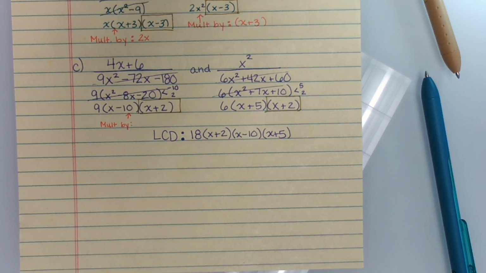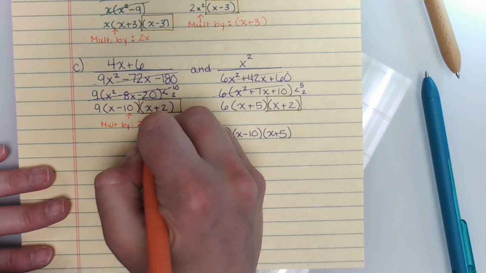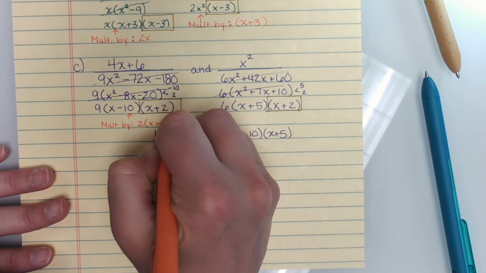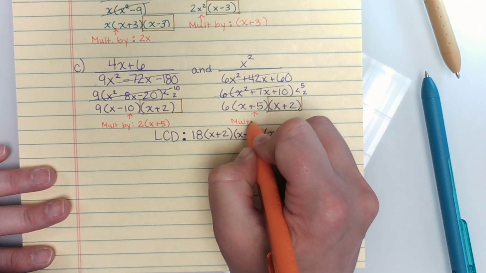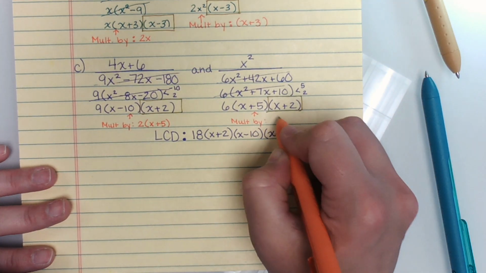What would I have to multiply the first fraction by to get the LCD? Yep, 2 and an x plus 5. Second fraction? 3 and the x minus 10.